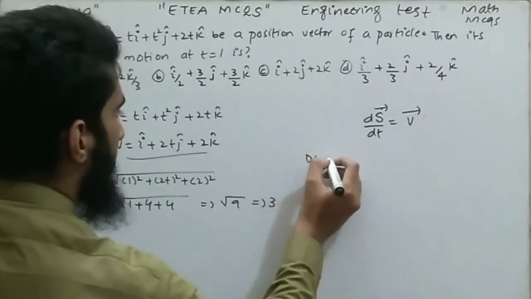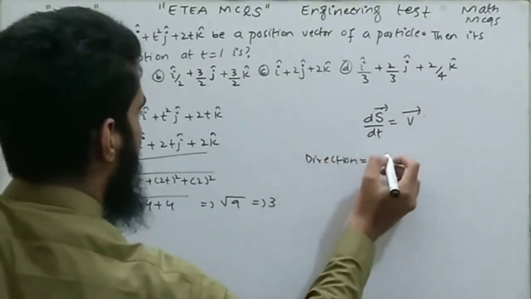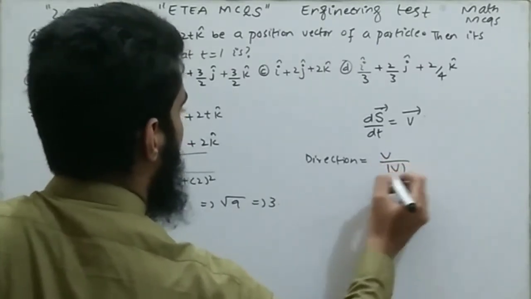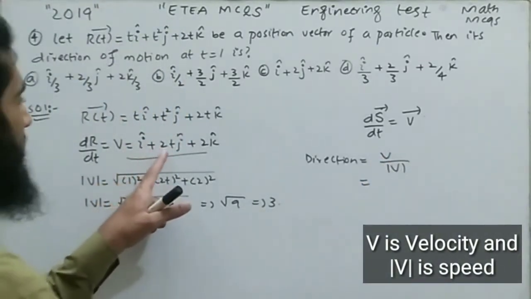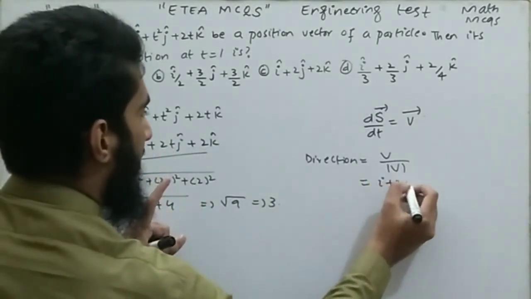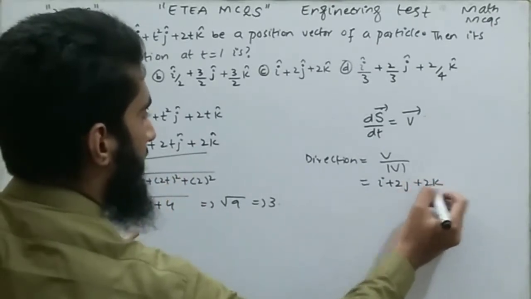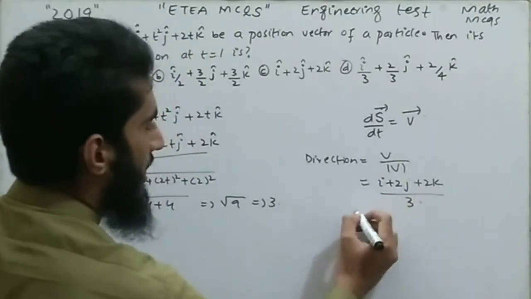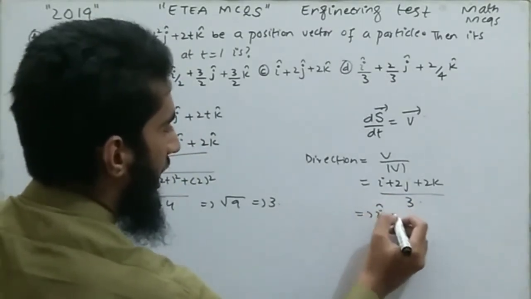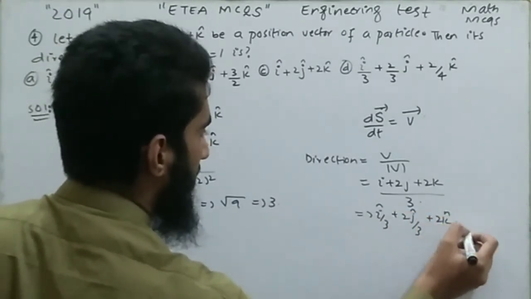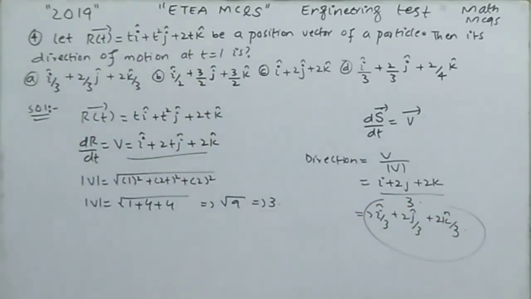Now the direction of motion formula is just like this: our given velocity divided by the given speed. Our velocity is actually i plus 2t j. So over here by putting t is equal to 1, it becomes i plus 2j, and over here it becomes plus 2k, and just divide with the speed. So speed is 3. So divide with speed 3, so it becomes i by 3, plus 2j by 3, and 2k by 3. So this is actually the required direction of motion. So the correct option for this MCQ is option number A.